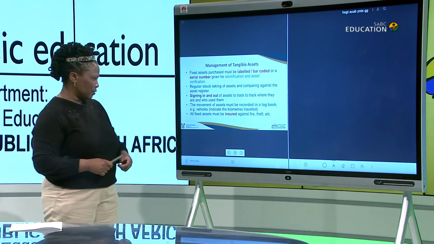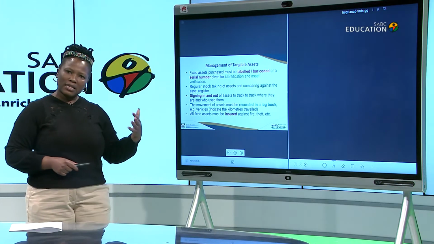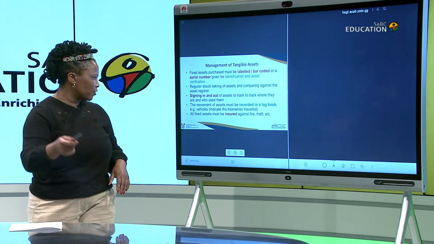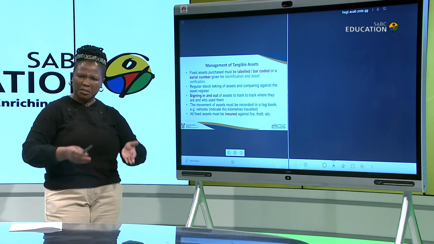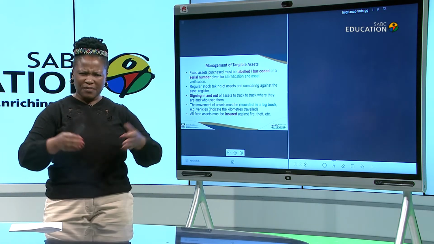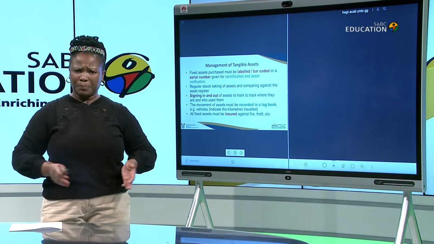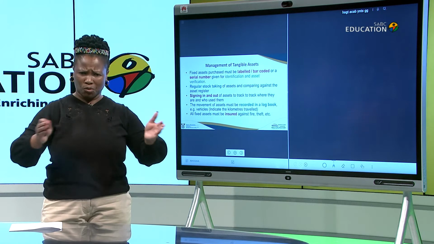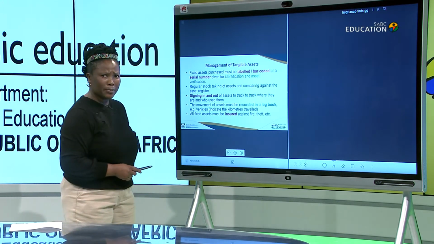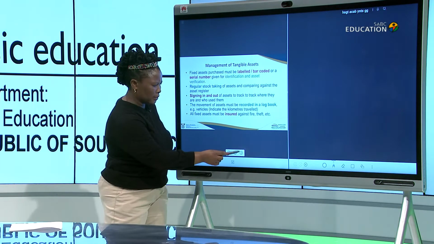check these processes. And all the assets must be insured against fire, theft, and also natural disasters. Because remember, if an asset has been stolen, business is going to stop, production is going to stop. Therefore, if they are insured, you'll be able to continue as a business and generate more profits.